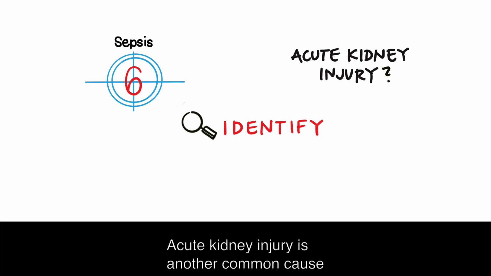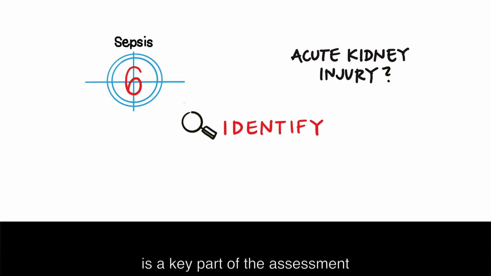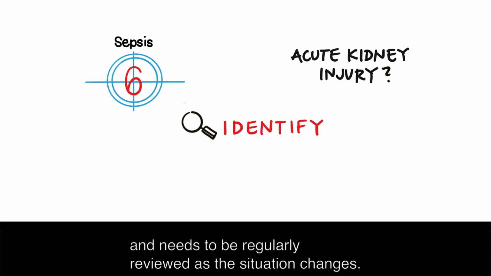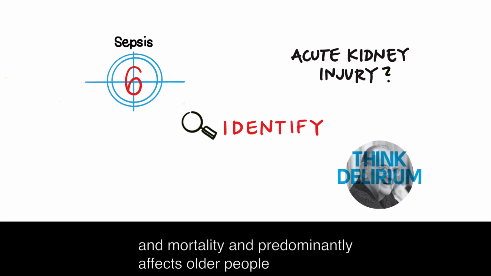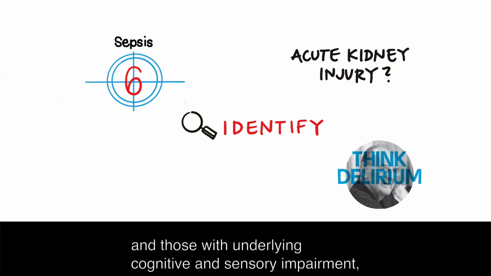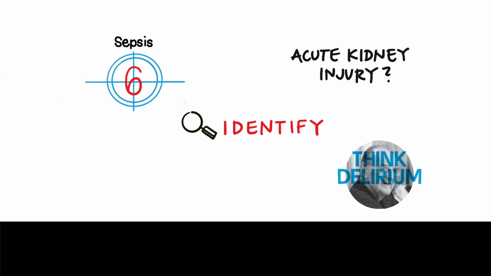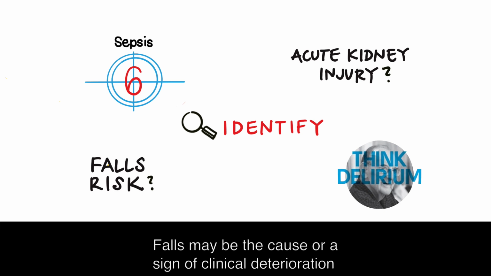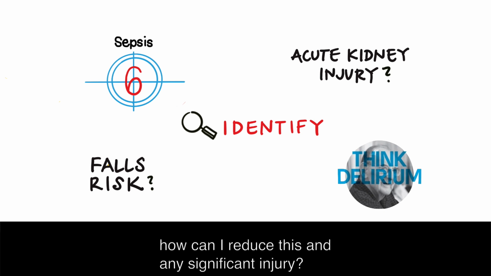Acute kidney injury is another common cause, and particularly common in older patients. A detailed review of medication is a key part of the assessment and needs to be regularly reviewed as the situation changes. Delirium accounts for significant morbidity and mortality and predominantly affects older people and those with underlying cognitive and sensory impairment. The use of 4AT delirium screening and information from family members and carers can help readily identify this. Falls may be the cause or a sign of clinical deterioration. Identify if there is a falls risk, and how can I reduce this and any significant injury?